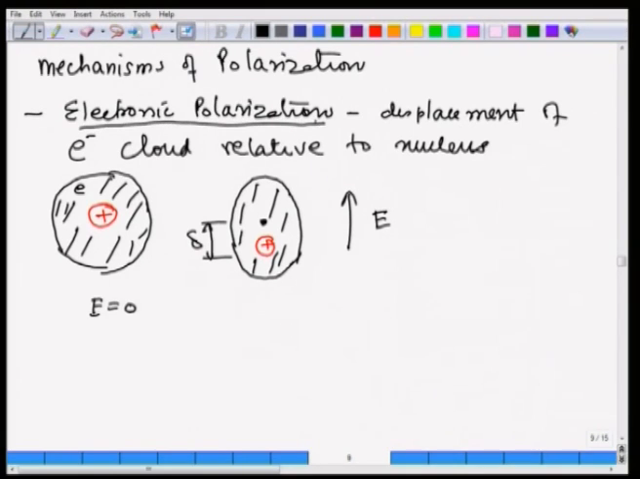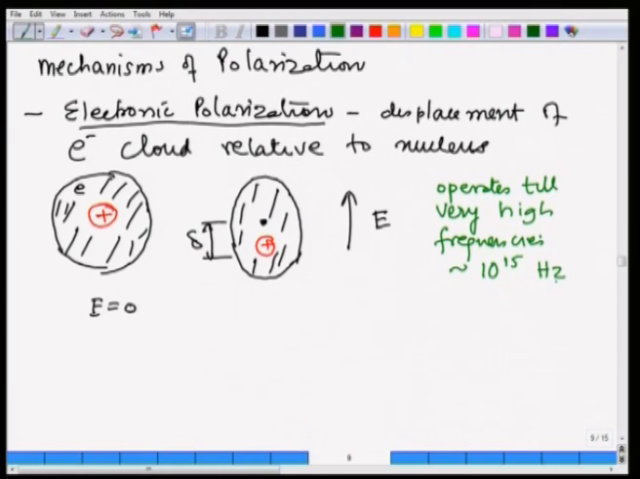This is electronic polarization, displacement of the electron cloud relative to the nucleus. This is a very important mechanism. Why is it? It operates till very high frequencies, on the order of 10 to the power 15 hertz. So, it can operate till there, and then it drops off. So, all the way from low frequencies to high frequencies, this mechanism is able to operate.